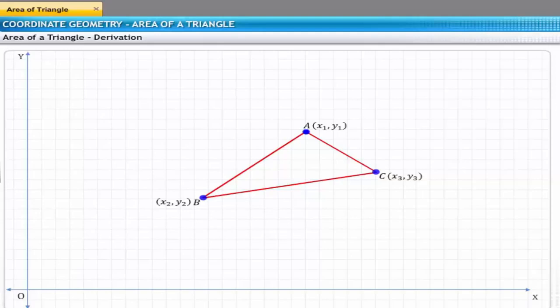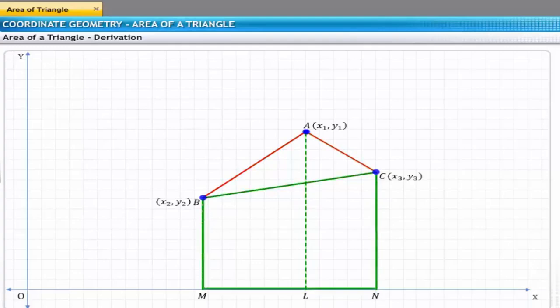Draw perpendiculars from the points A, B and C onto the x-axis. Mark the points where the perpendiculars meet the x-axis as L, M and N respectively. 3 quadrilaterals ABML, ALNC and BMNC are formed. Now let's observe the complete figure.